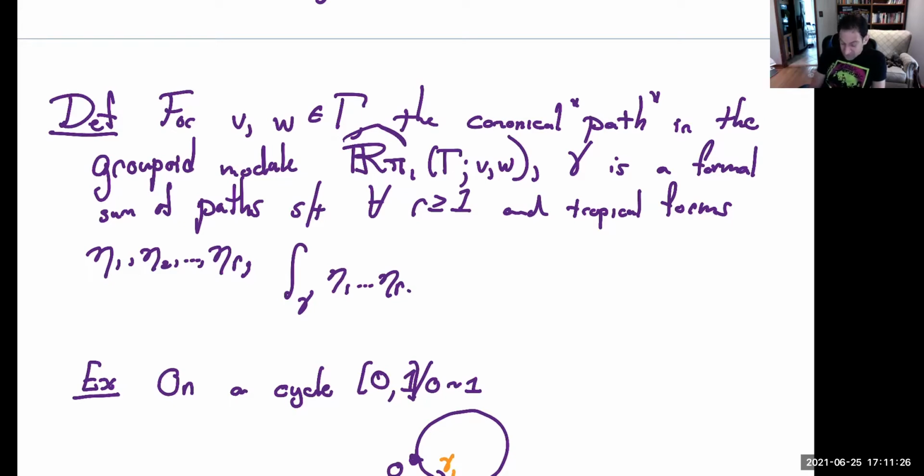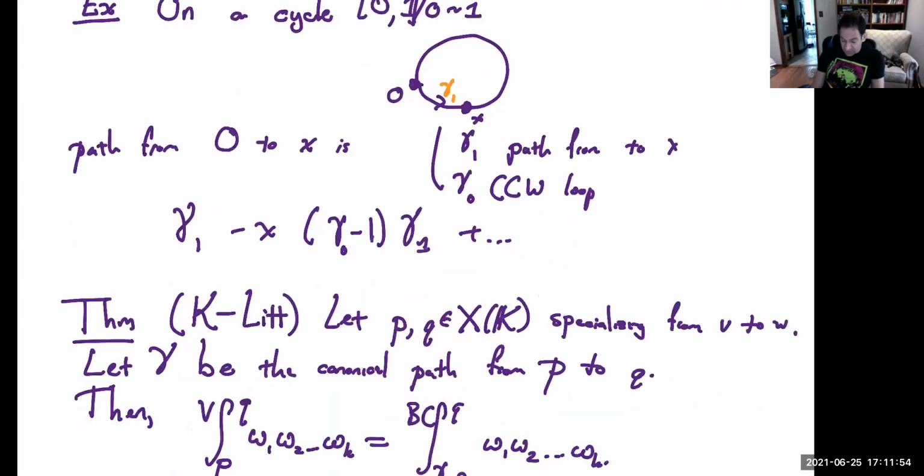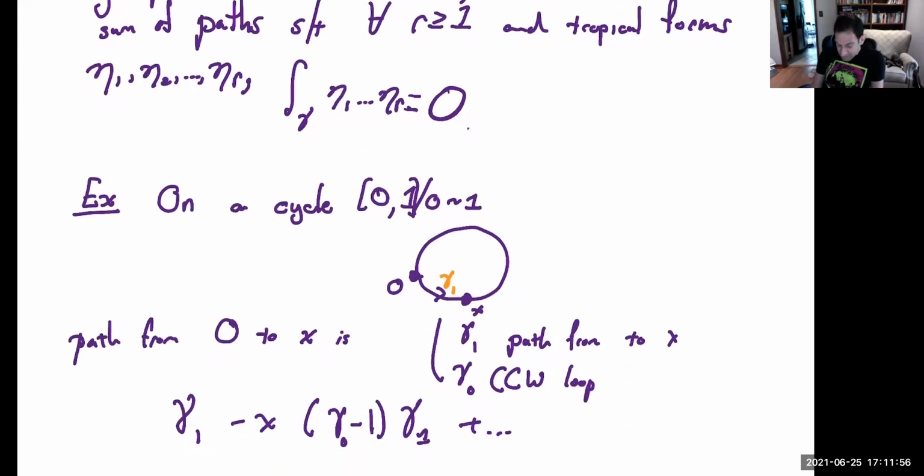And this path is characterized by all tropical integrals vanishing on it. So if I have a non-trivial collection of 1 forms, I want to mandate that when I integrate on this formal sum of paths, the integral vanishes. And these exist by non-degeneracy of tropical iterated integrals. Somehow they form a perfect pairing.